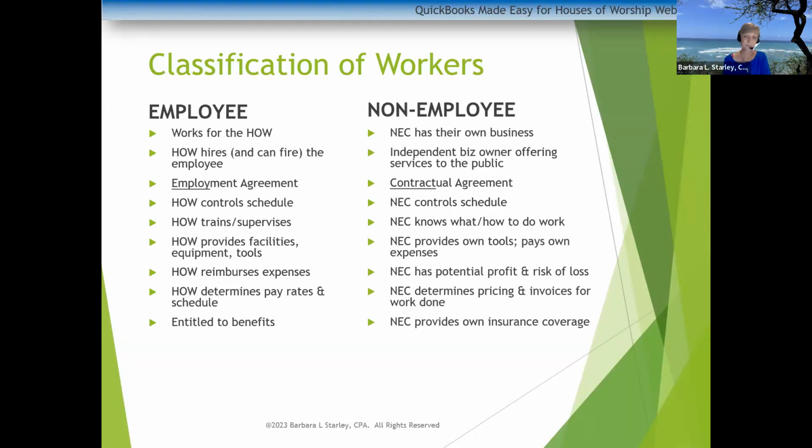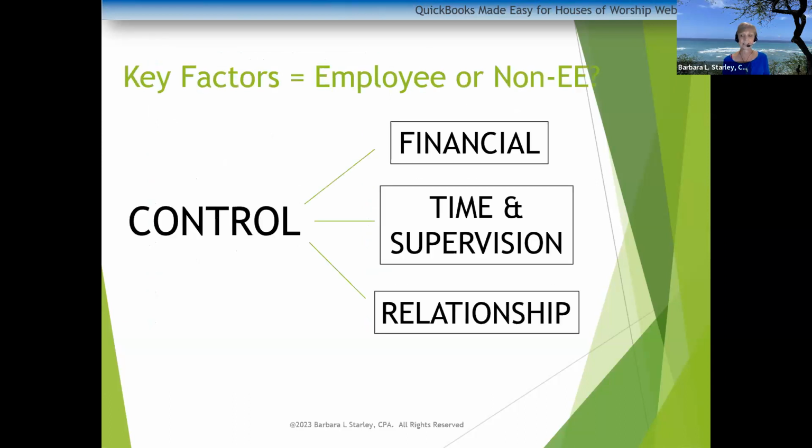So that's a big, long list, but it really essentially boils down to three main areas. One word actually is control. And these three areas: who controls the relationship financially, right? Who determines the pay rate, for example, and the frequency of getting paid? Who determines the time and supervision? In other words, who controls the schedule and the content?